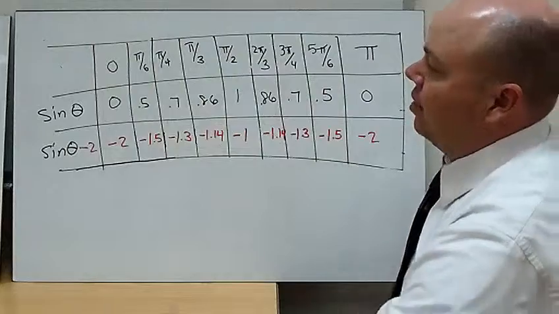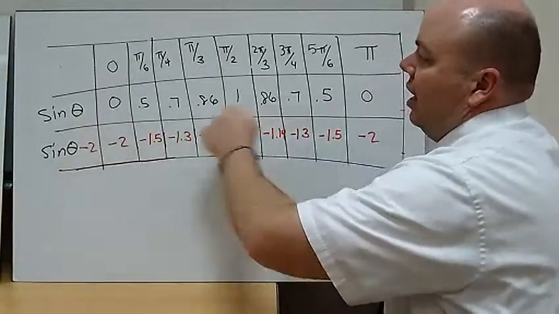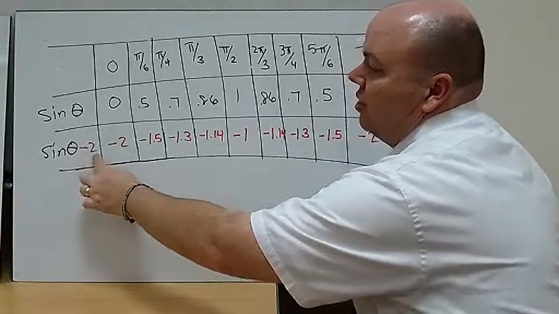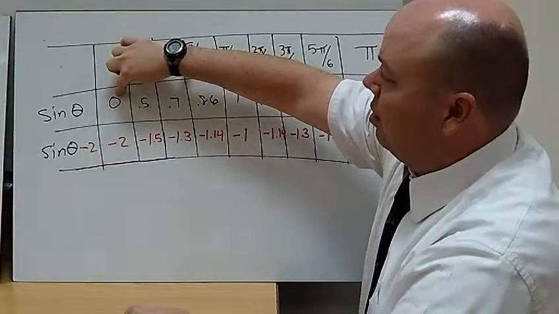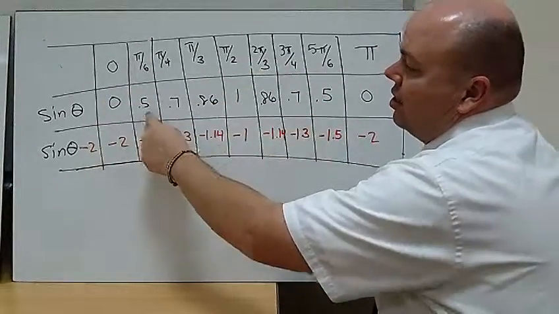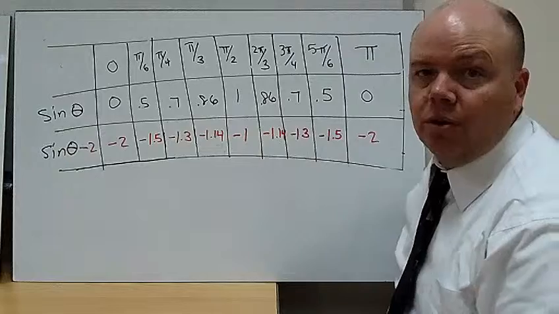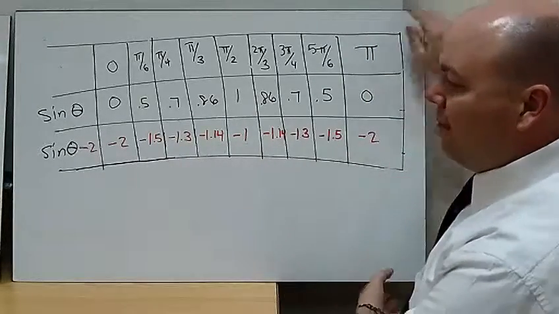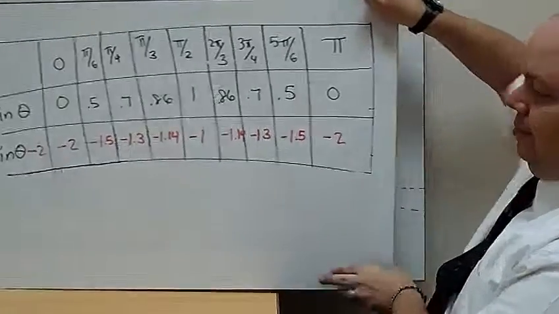If I have my sine function, sine of theta, again I have these values. If I subtract 2 from each of those, so sine theta minus 2, sine of 0 is 0, minus 2 is a negative 2, and across here I've just subtracted 2 from each of those numbers to get these numbers. So I've just subtracted 2. What effect does that have on the graph?